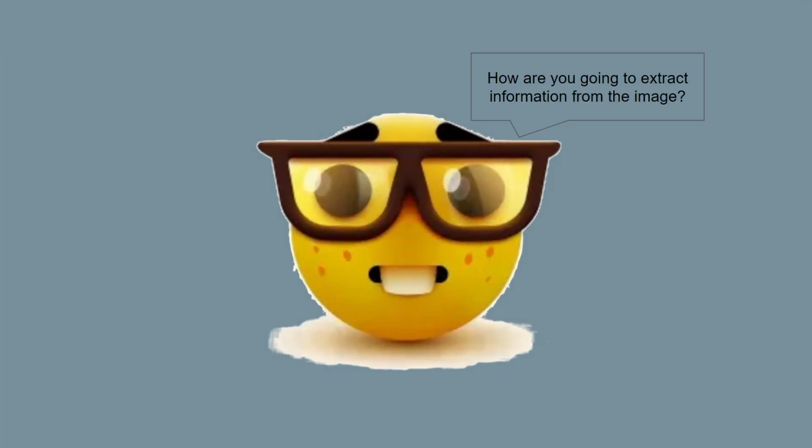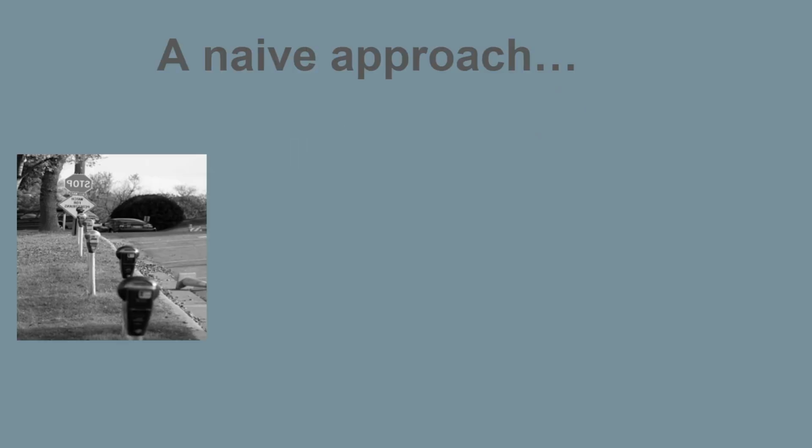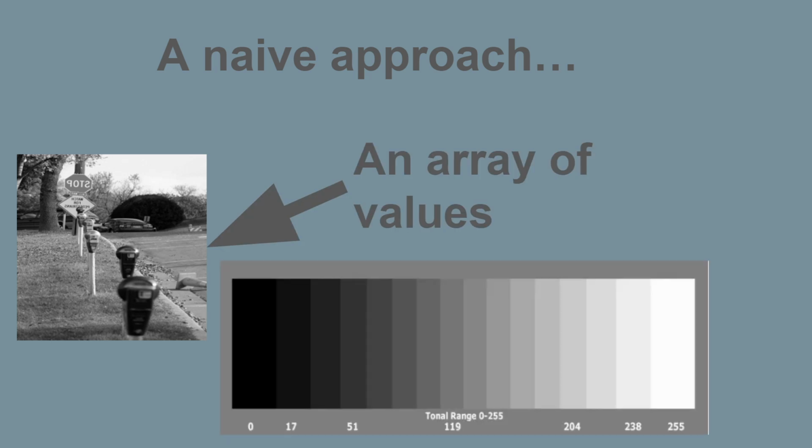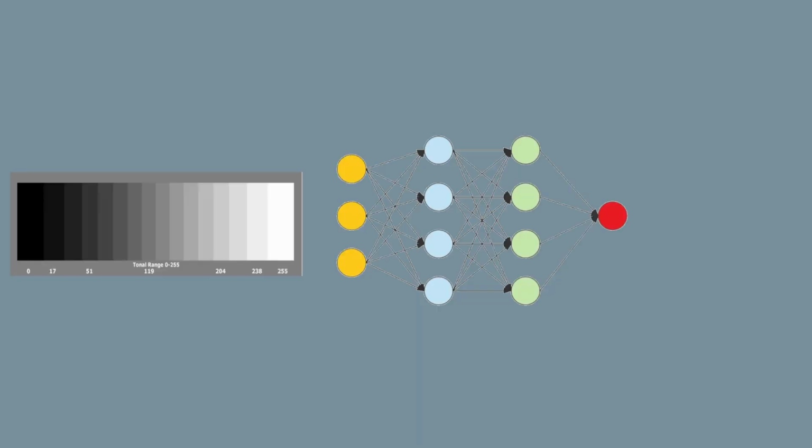But the keen among you might ask, how are we going to extract any data from the black and white image that can be used to create a colored channel of the image? A simple method could be to take the black and white image, transform it into an array of values, each ranged between 0 and 255, and then put each pixel into a layer of our neural network.